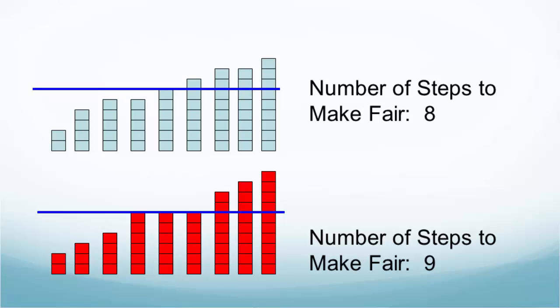And they see very quickly then that it will be the blue stack because they can level it out more quickly. So we define something at level A called the number of steps until you reach your fair share value.